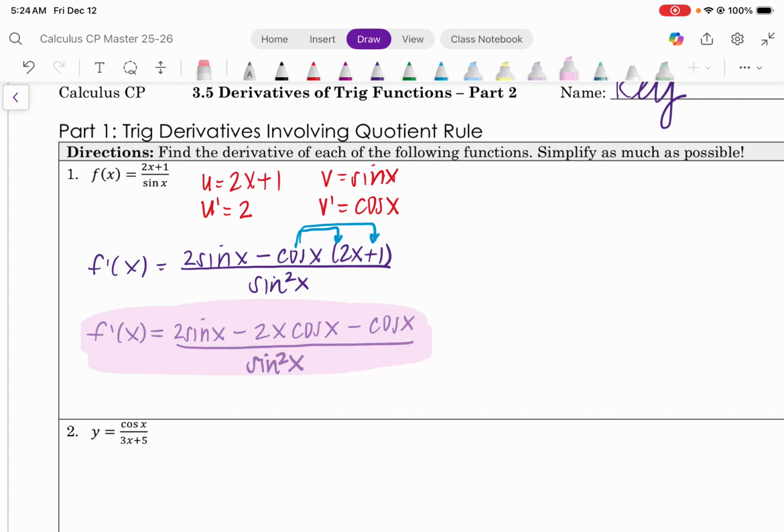Please now complete numbers 2 and 3 and then check your work. Pause the video and then we'll begin the next part. So right now you should be doing examples 2 and 3 and checking your work.